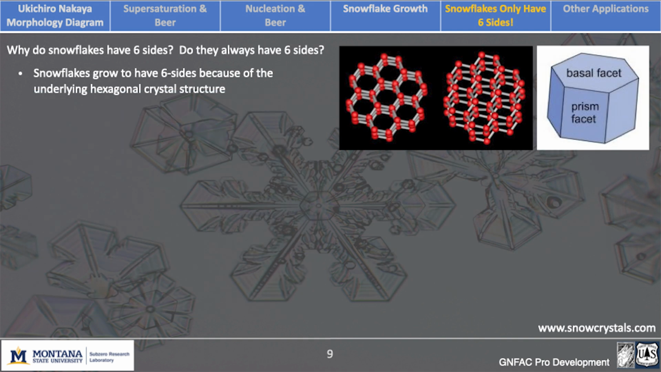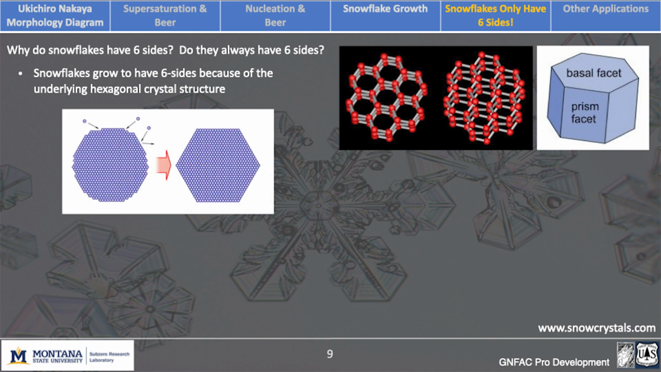Okay, next. So we've seen a couple times that snowflakes, or these ice crystals, have 6 sides. And that's based on the hexagonal crystal structure of how the H2O molecules come together and bond. And we're familiar that we have a basal face or a prism face, or what you might think of as a C-axis and an A-axis. But do snowflakes have to have 6 sides? So the answer to that is yes. It's because of that underlying molecular structure.